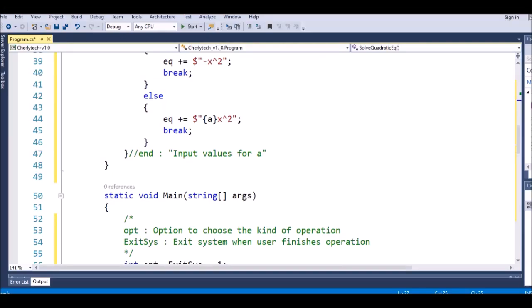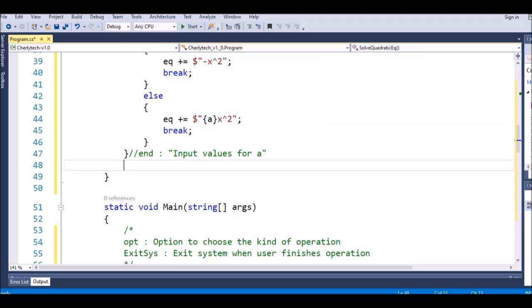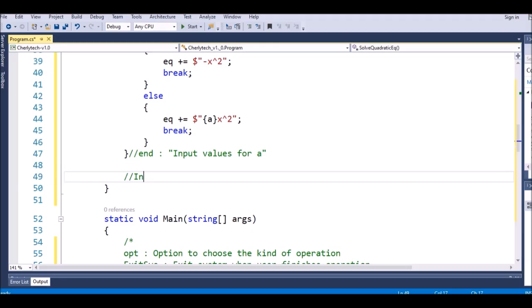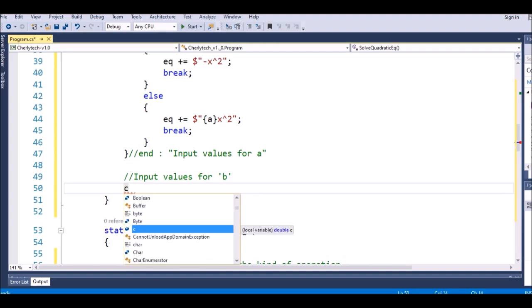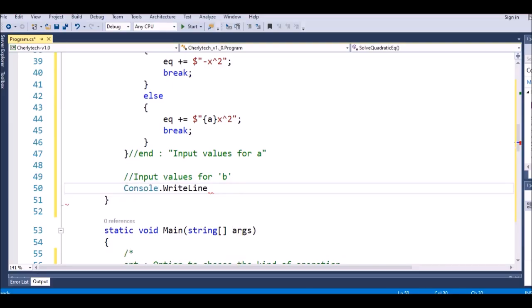So after that, we will go for input values for B, right? For B, we say B can be any value, even 0. Console dot write.